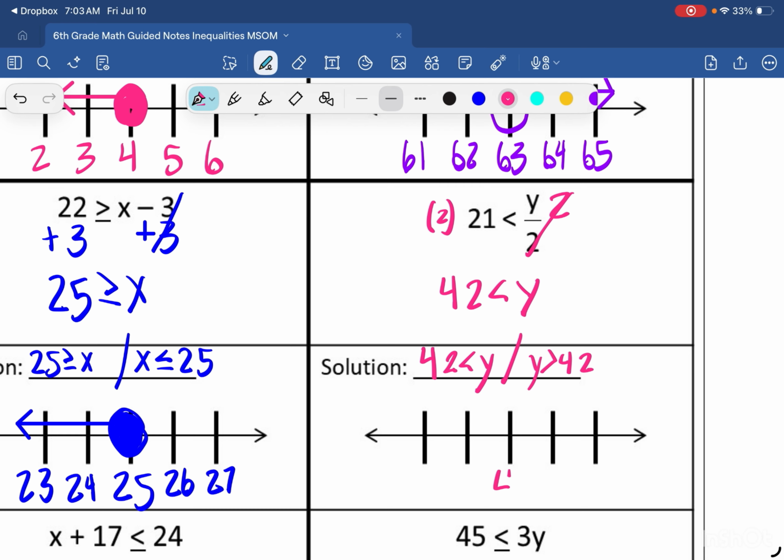So plot 42 on my number line. Add the numbers around it. My circle will be hollow. It will not be filled in because 42 is not included. 42 is less than y, so I'm going to draw an arrow to all the numbers that 42 is less than. And so my arrow will be going to the right.